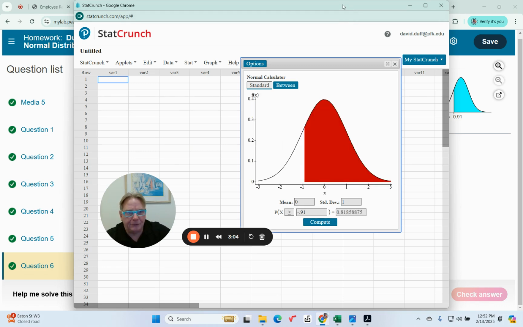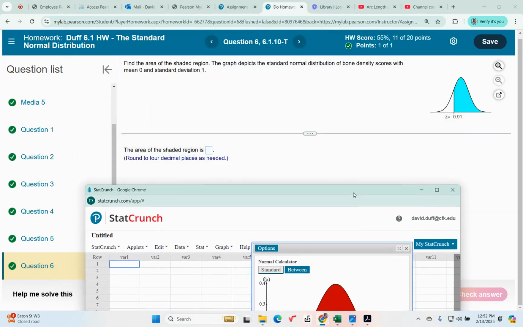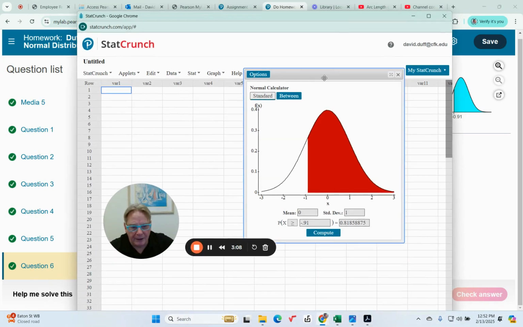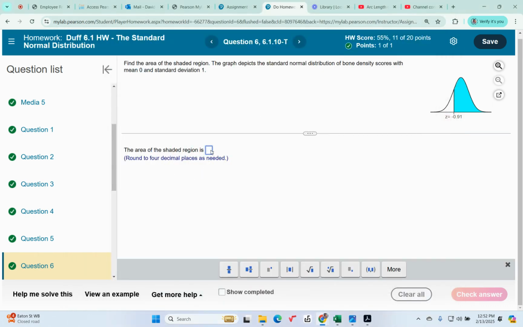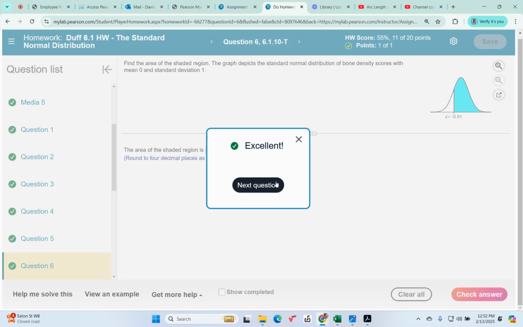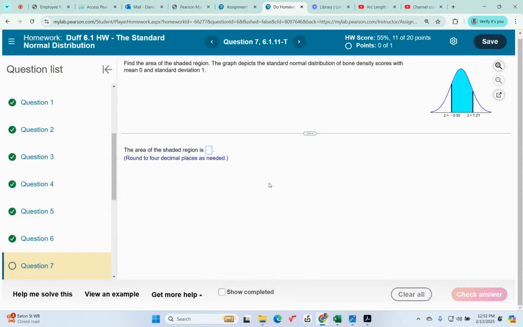And I believe this asks for the area rounded to 4 decimal places. So we have an answer of 0.8186. And then we'll enter that. 0.8186. And that's it. That's how you find the area when given a z-score.